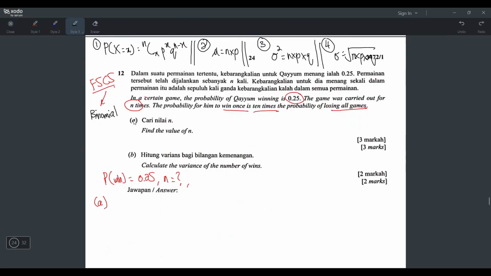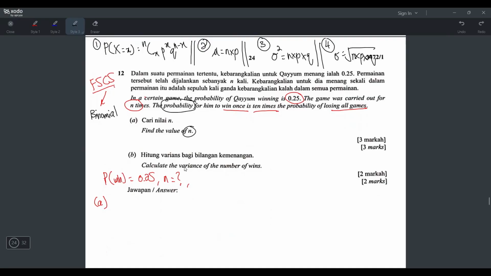Okay, now let's try to do A now. Find the value of n. But they mentioned something here. Probability for him to win once is 10 times the probability of losing all games. So confirm later you have to use this formula. Okay, because they mentioned the word probability here already, right? For the B question only, you will use the variance formula. Okay, because that's for B.